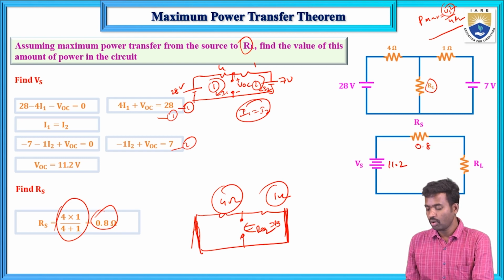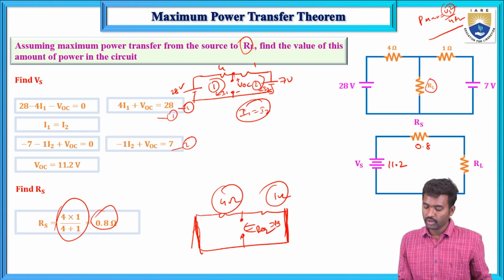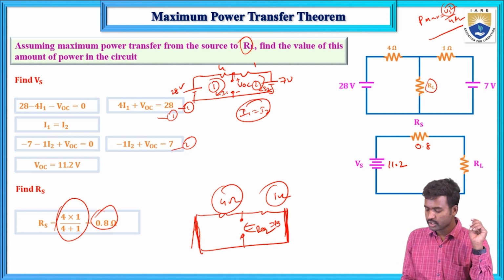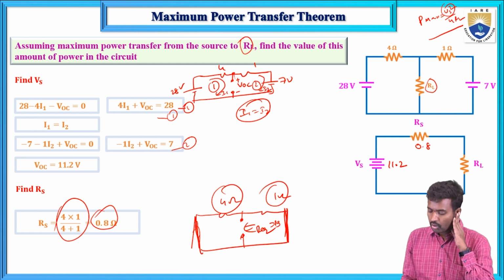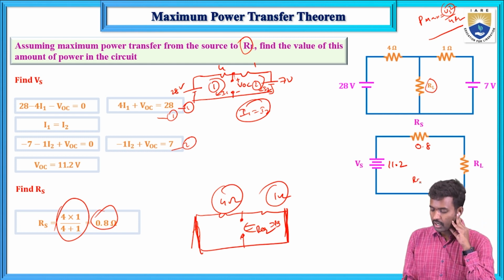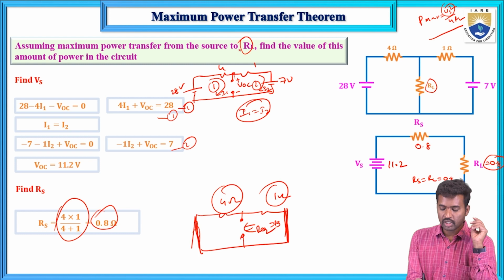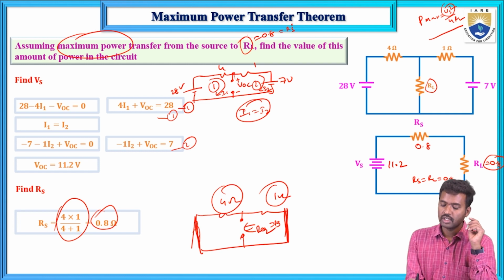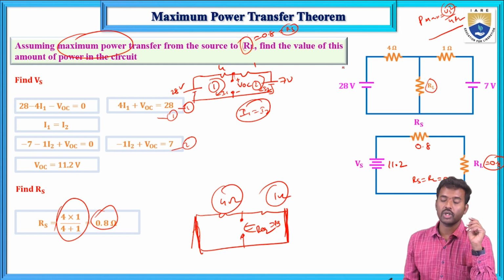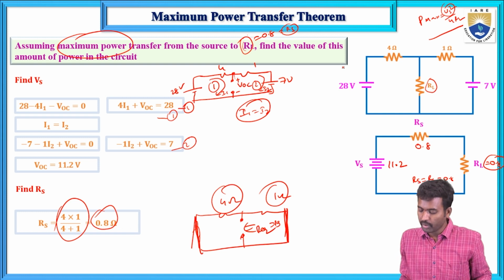According to the maximum power transfer theorem, when load resistance equals source resistance, maximum power is transferred to the load. Here RS equals RL, which equals 0.8. RS we calculated by following the steps, and RL equals RS, so maximum power is transferred to the load with RL equals 0.8.